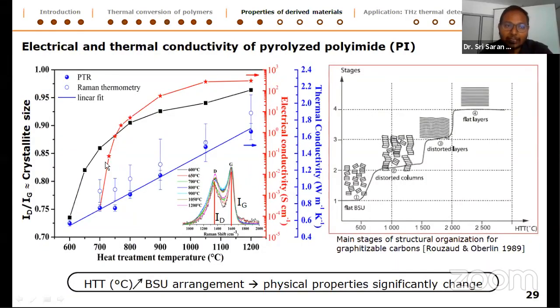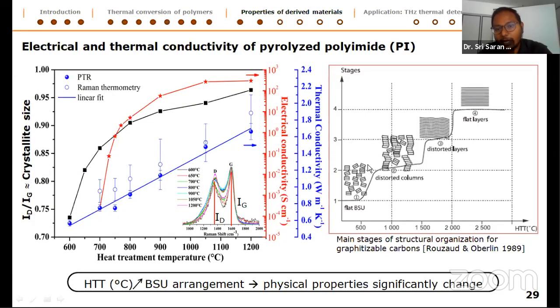And we measured the electrical and thermal conductivity of these pyrolyzed polyimides. You can see here the ID by IG ratio I have plotted. It's monotonously increasing with the heat treatment temperature. Similarly, the electrical conductivity is also increasing. And you see the thermal conductivity is almost linear.